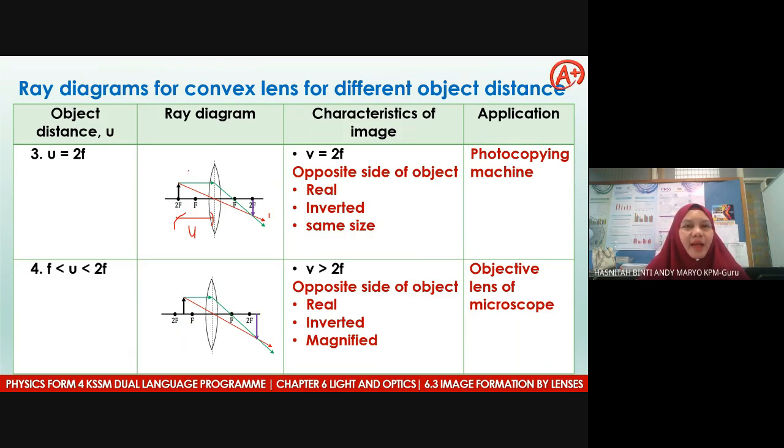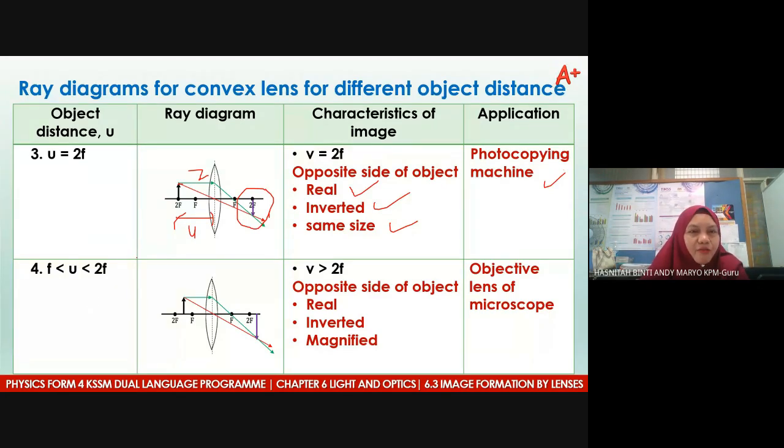Okay, and the green line is rule number 2. Okay, we draw a light ray parallel to the principal axis and then it will converge at the focal point. So this is the intersecting point between these two lines. Okay, where our image forms, exactly below 2F. So again, it is real, inverted, and now the size is the same as the object. So we say they have the same size. Okay, so this one is applied in a photocopying machine, right?